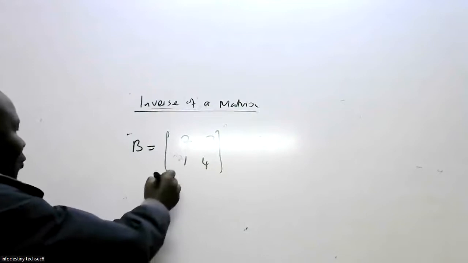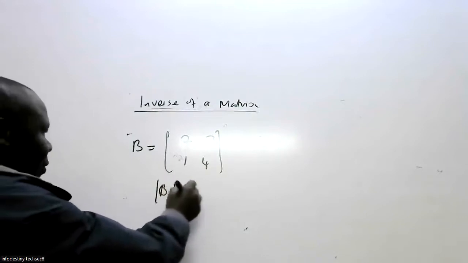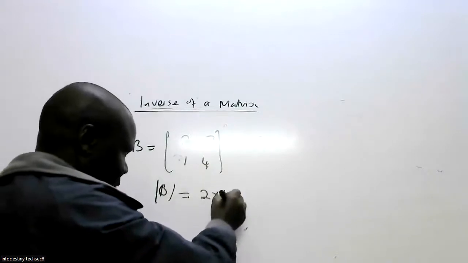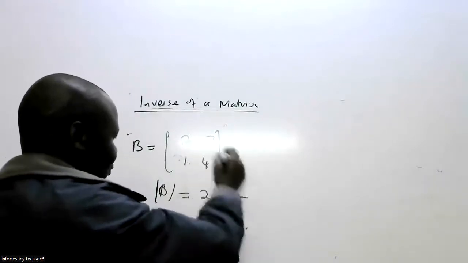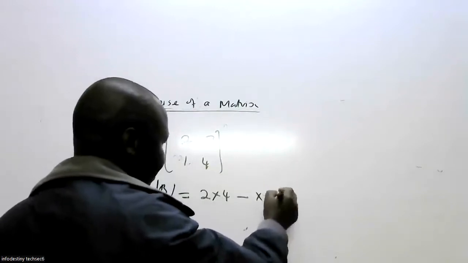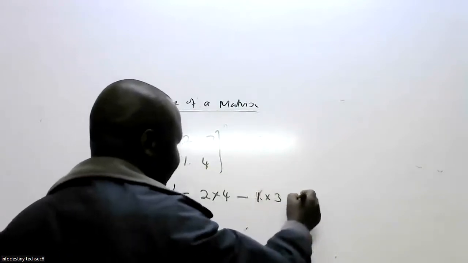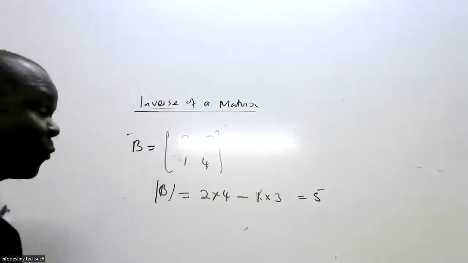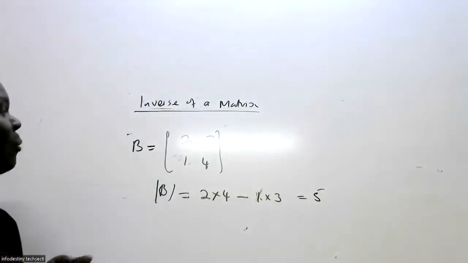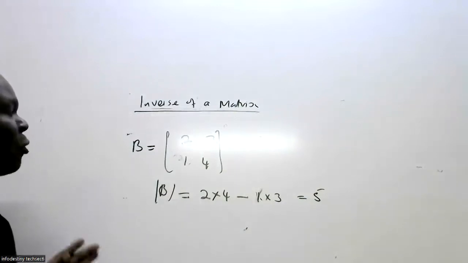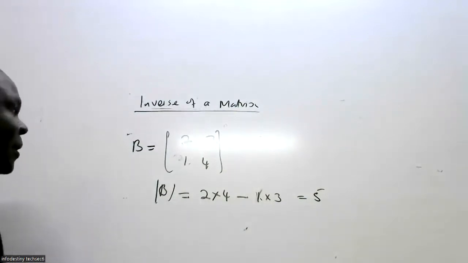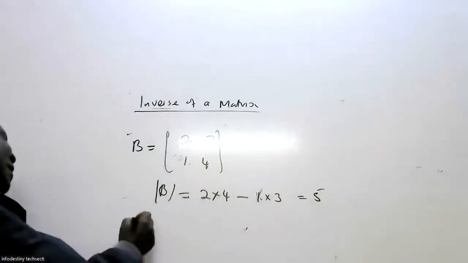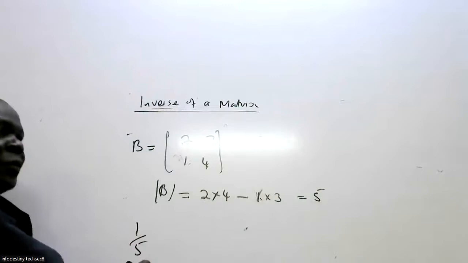So what's the determinant of B? B determinant will be equal to this times this, that's 2 times 4, minus this times this, which is 1 times 3, to give us 5. Then after getting the determinant of the matrix, the next step is to interchange the main diagonal. So first we take the determinant, we get the inverse of that, which is 1 over 5.